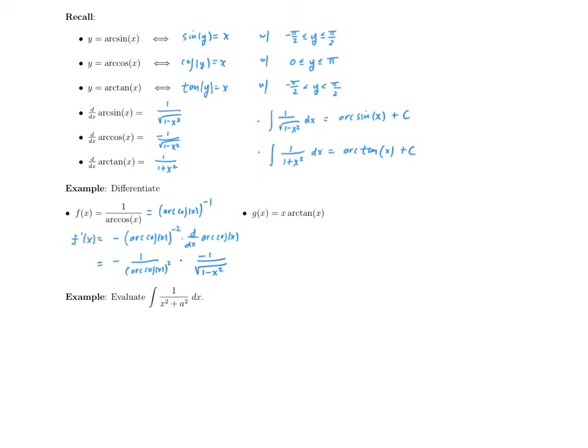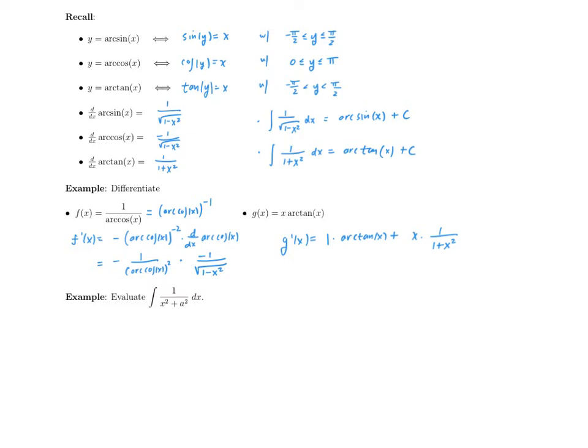To differentiate x arc tangent of x, we would want to use the product rule. And let's just write out directly what the product rule tells us, all in one step. Take the derivative of the first times the second, plus the first times the derivative of the second. So very quickly, very efficiently, we have these two derivatives.